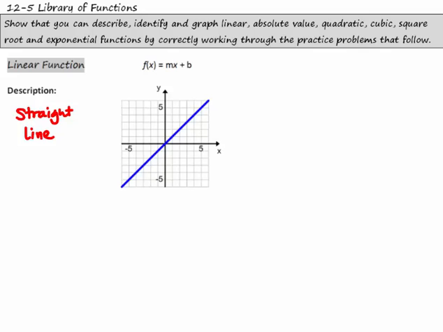So hopefully we are familiar with a linear graph. We have the form y equals mx plus b, or f of x equals mx plus b, and it's a straight line. So you'll write in your description, straight line. So for each of these, you're going to write down the description of the graph, and I've added a few extra things to each one.